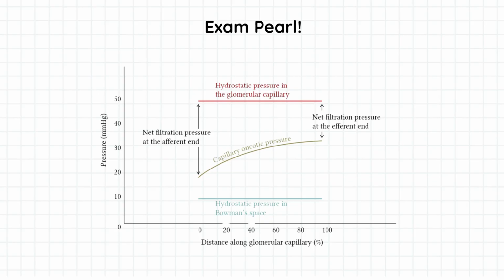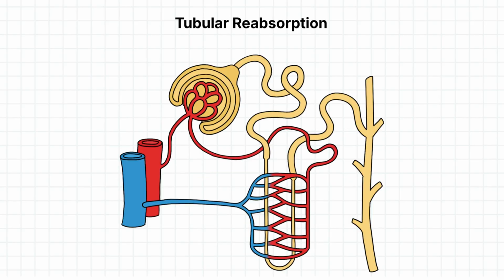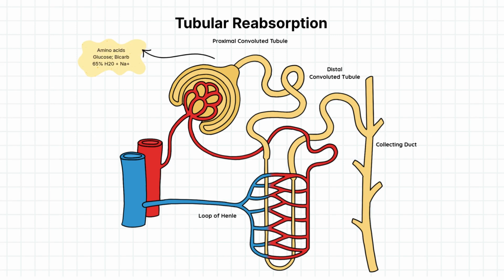The next step is tubular reabsorption. The filtrate moves through the renal tubule, the proximal convoluted tubule, loop of Henle, distal convoluted tubule, and then collecting duct. Here the body reclaims what it needs. The proximal tubule reabsorbs about 65% of filtered water and sodium, plus glucose, amino acids, and bicarbonate. The loop of Henle creates a concentration gradient. Descending limb reabsorbs water, and ascending limb reabsorbs sodium and chloride. And then the distal tubule and collecting duct fine-tune the reabsorption under hormonal control.